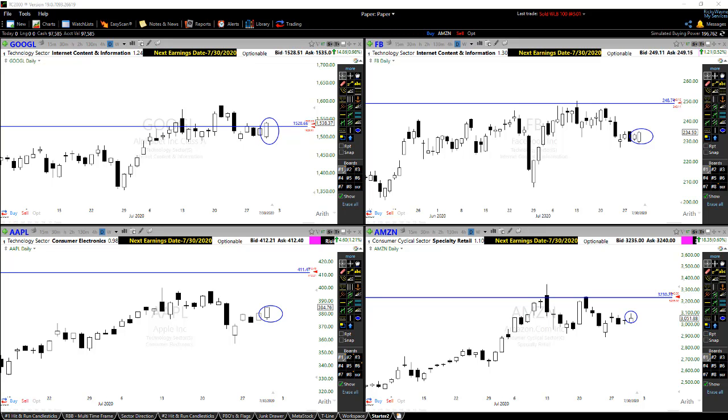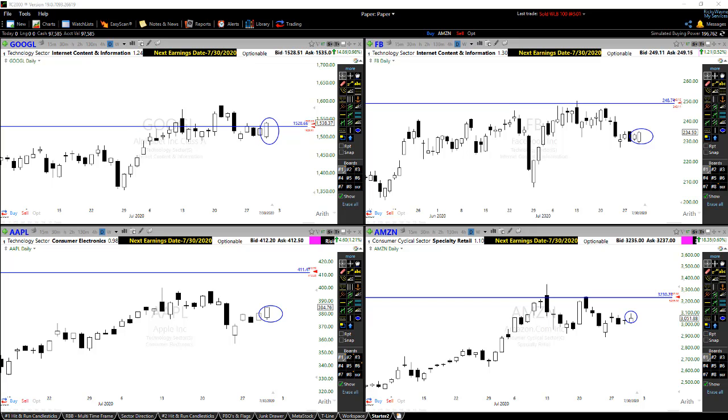Okay, I've got four charts up here that you can see: Google, Facebook, Amazon, and Apple. Overall, excellent earnings. Google is the weakest, but it's certainly not falling apart, so we'll take it.